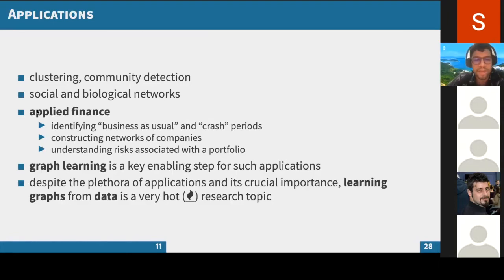And for all these techniques that I listed above, learning the graph is a key enabling step, right? Before doing anything else, you need to first estimate the graph in a sound, convincing way. But despite this myriad of applications of graphs, learning graphs from data is actually a very hot topic. As I was saying before, the number of papers on arXiv has been exploding recently, which is good.